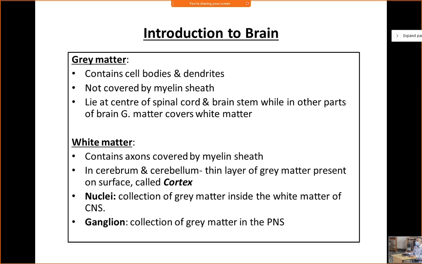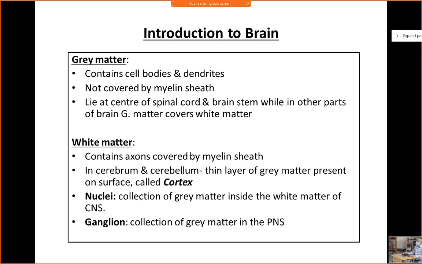What we call cerebellar cortex, cerebral cortex, is nothing but gray matter which lies outer to the white matter, because the amount of white matter is more in the brain, meaning in the cerebellum and cerebrum. White matter is more in comparison to the gray matter. So gray matter is the outer layer.